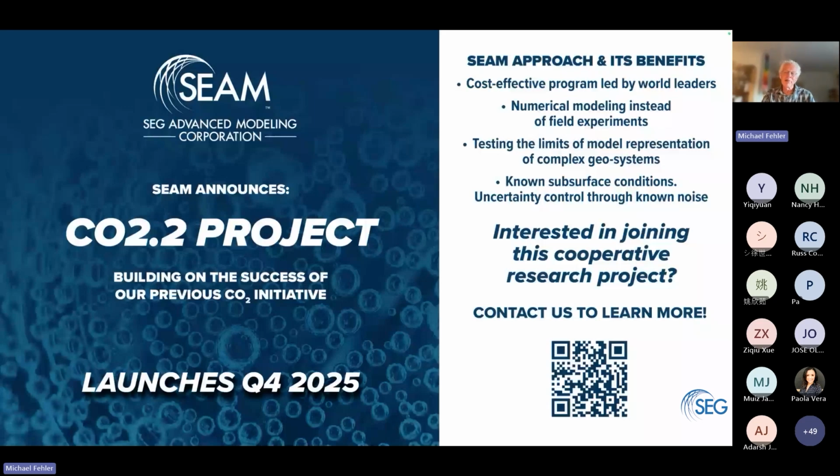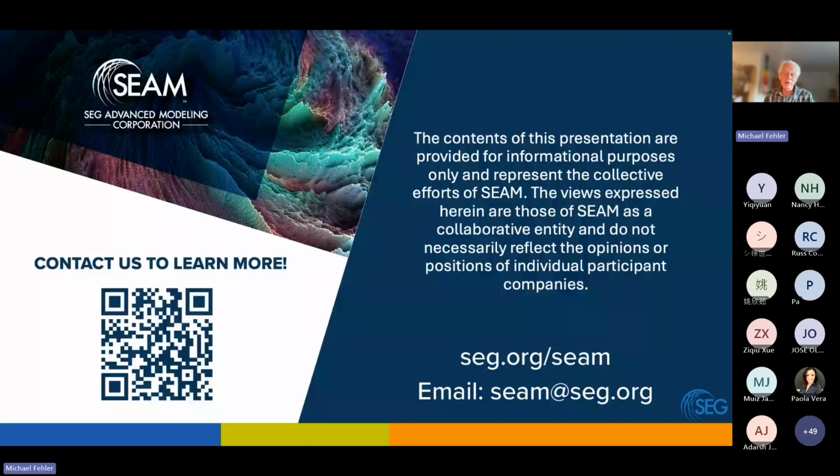And finally, there are other SEAM projects. Another SEAM project is going to start as well, looking at the land-marine interface and acquisition issues there, as well as projects in the past, where there are data available that you can purchase from the SEG website.